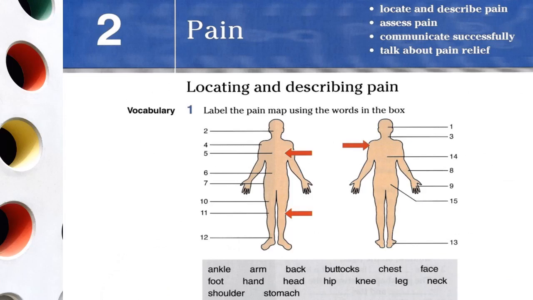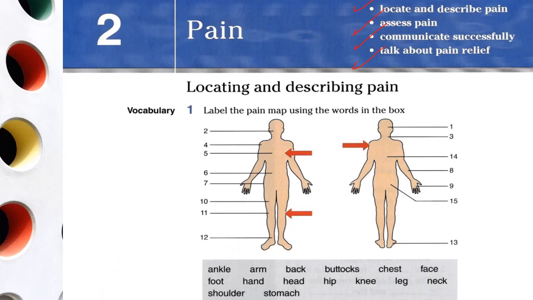Okay, when you open unit 1 about pain, at the right side of the page, you are going to find some objectives or sub-objectives of the unit. Number 1 says locate and describe pain, to learn how to locate and describe pain. Number 2, how to assess pain. Number 3, how to communicate successfully with patients or with your colleagues, other nurses. Number 4, how to talk about pain relief.